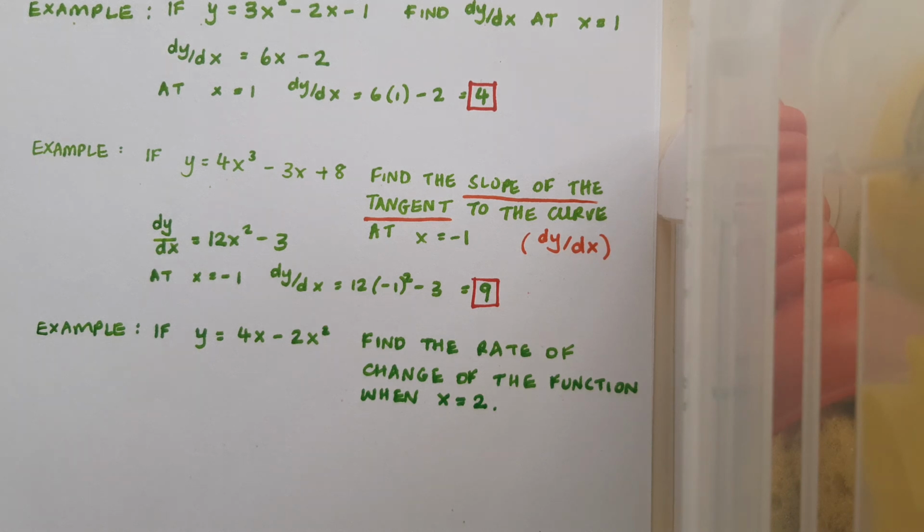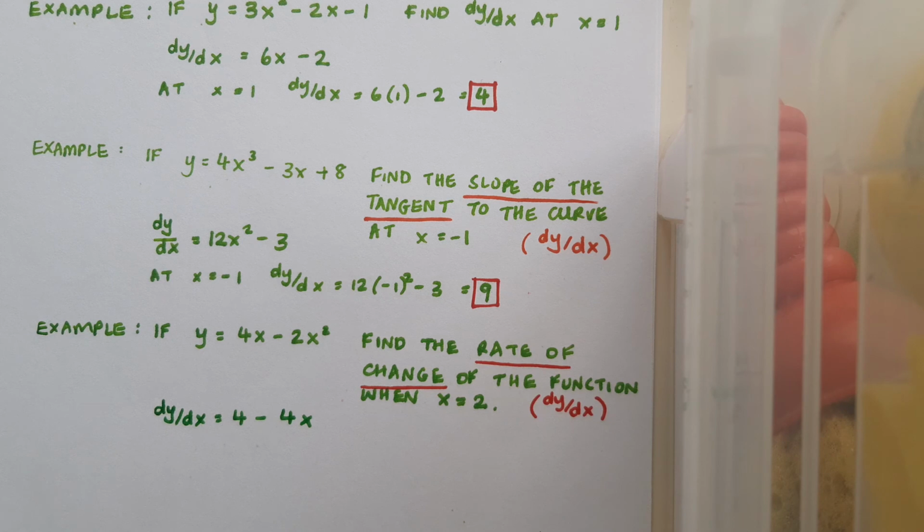Here's a further example. y equals 4x minus 2x squared this time. Find the rate of change of the function when x equals 2. Again, when you see rate of change, straight away you think dy/dx. So again, it's just asking you the same thing as before. Find dy/dx and sub in. Again, pause the video and do this yourself.